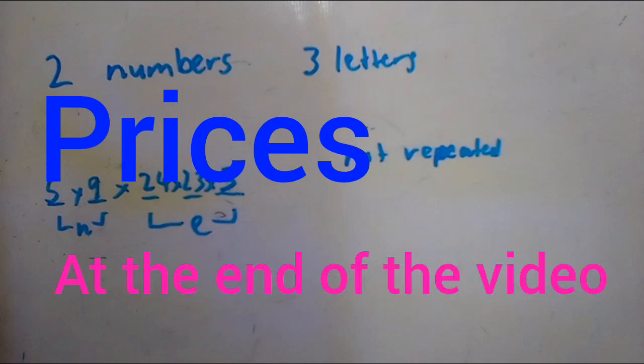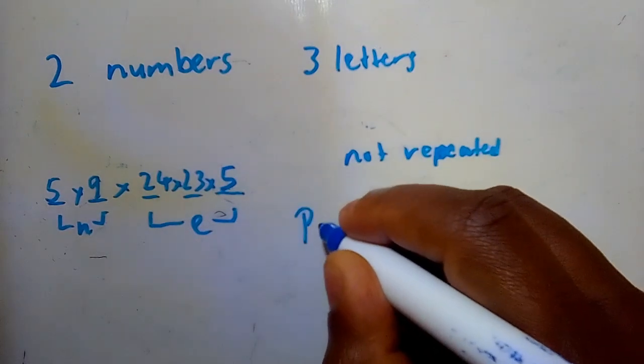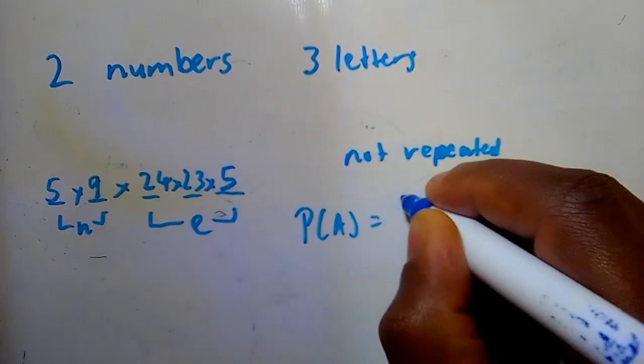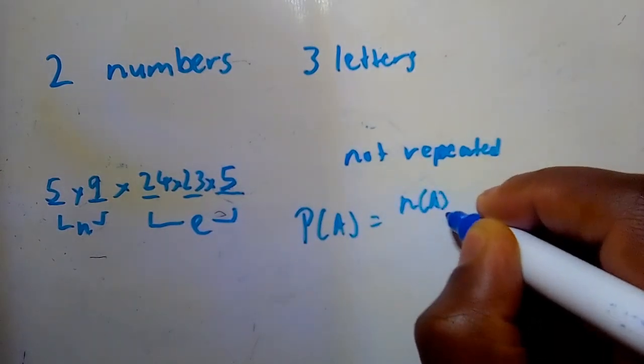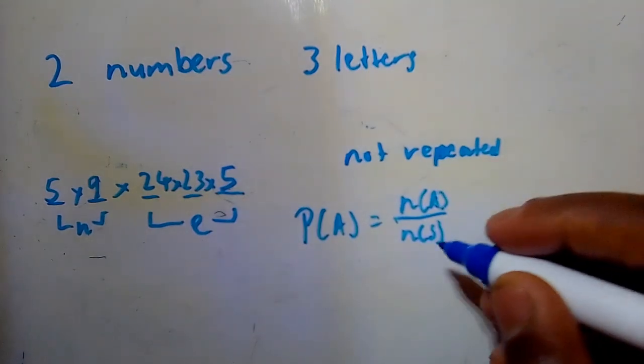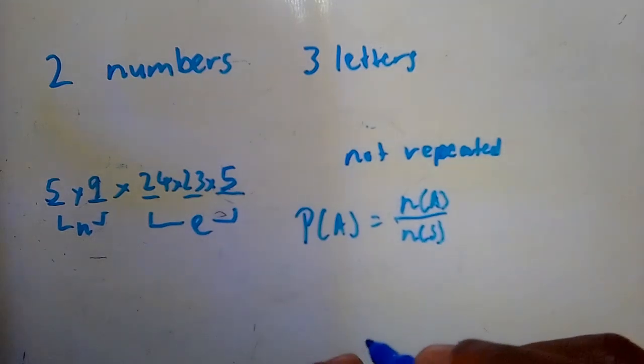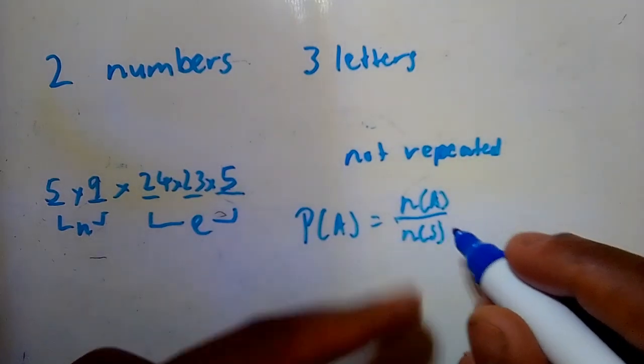So they ask you, what is the probability that the first digit is even and the last digit is a vowel? So probability is always equal to the number of ways of something happening over the total sample space. It's not a must to write it like this. You can even write it in words. So probability, as long as you know that probability is number of ways over the total.